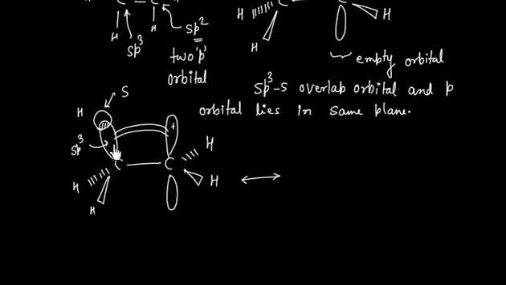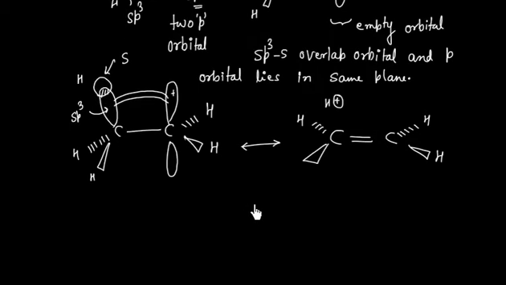Due to this flow of electron, this bond can break and there will be a double bond between this carbon and this carbon. And this hydrogen will have a positive charge because this bond has broken. So this is called a hyperconjugating structure.